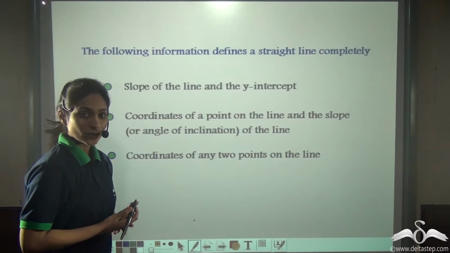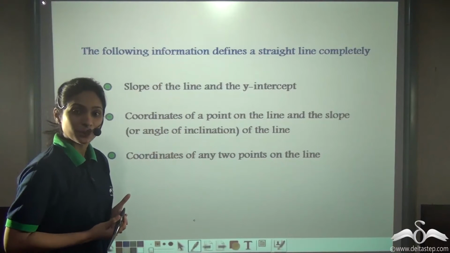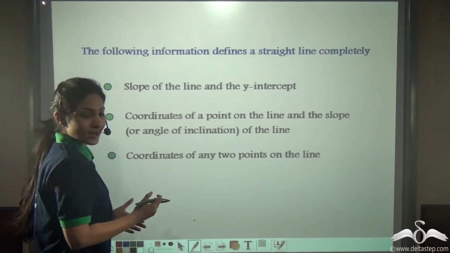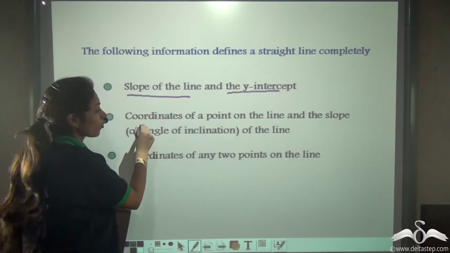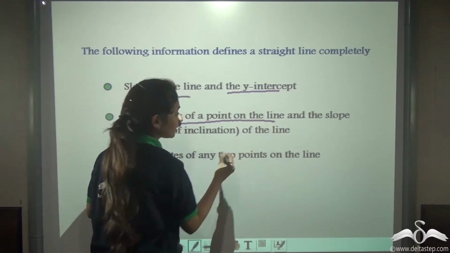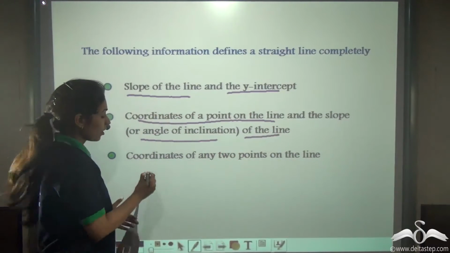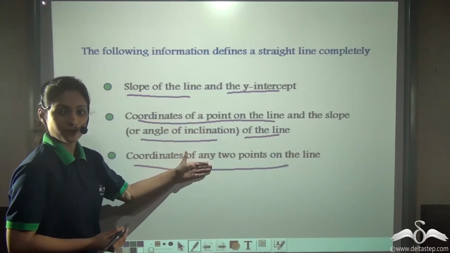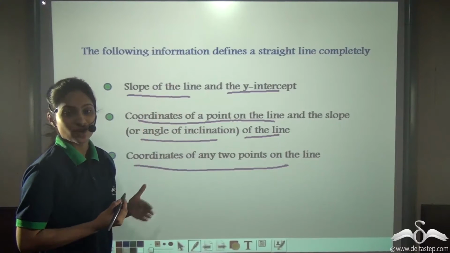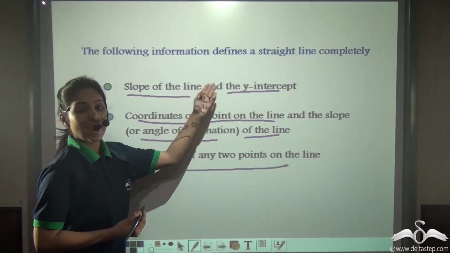In our previous lecture, you have learned that the following information defines the straight line completely. Any of these three sets: slope of the line and the y-intercept, or coordinates of a point on the line and the slope or the angle of inclination of the line, or coordinates of any 2 points on the line. Any of these three pieces of information can be used to define a straight line completely. Now let us start off with the slope of the line and the y-intercept.